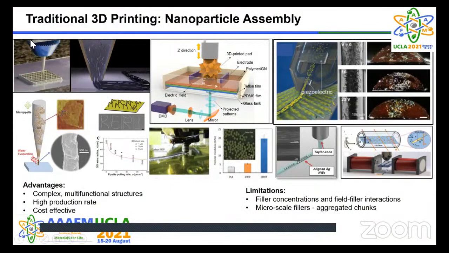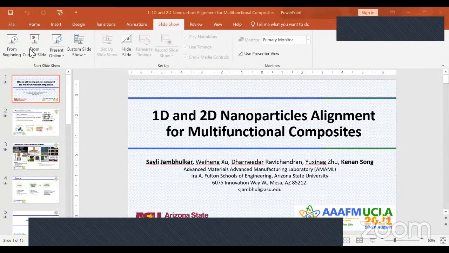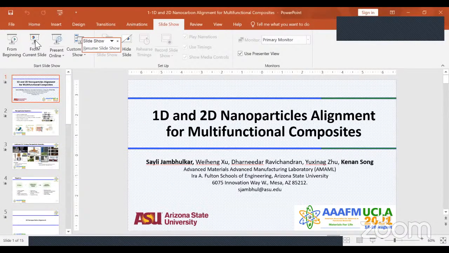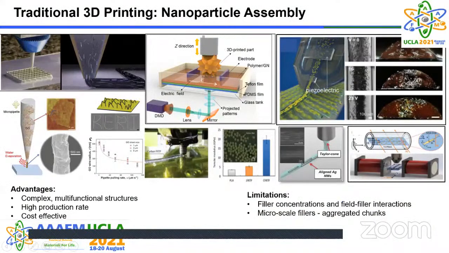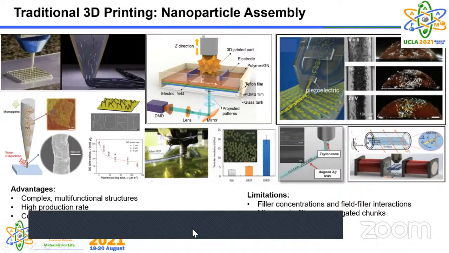Recent development in additive manufacturing show potential to assemble nanoparticles within the 3D printed polymer matrix. In 3D printing, nanoparticle assembly and deposition is assisted with shear forces, electrical magnetic field, piezoelectric field, and evaporation.